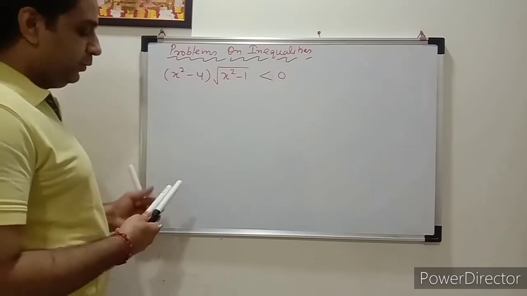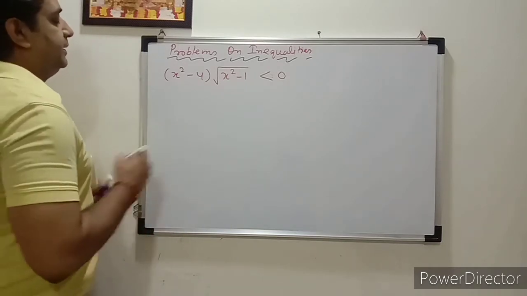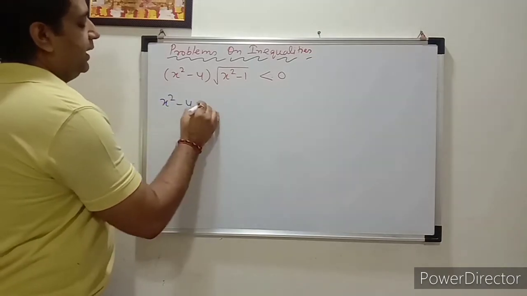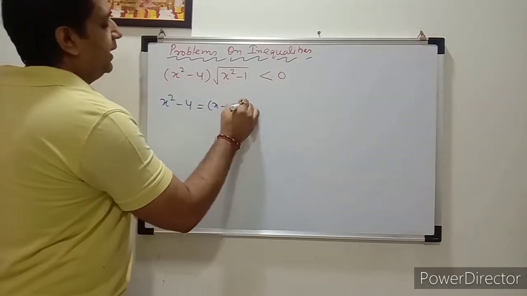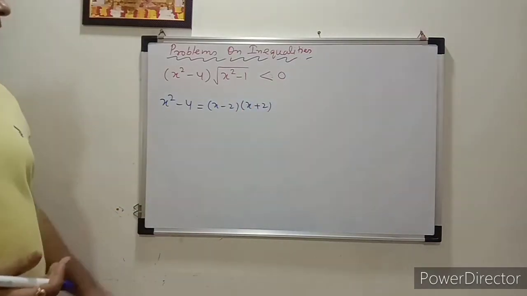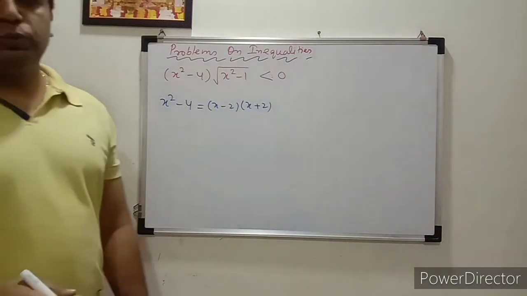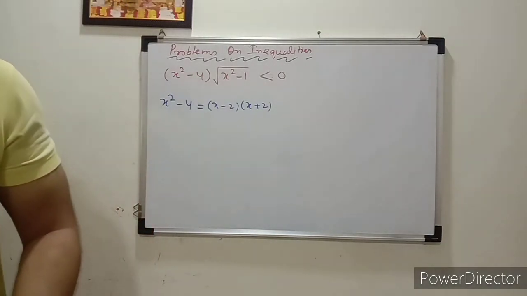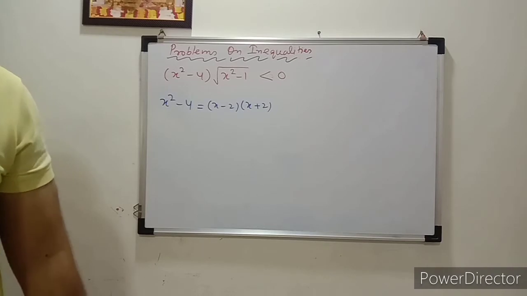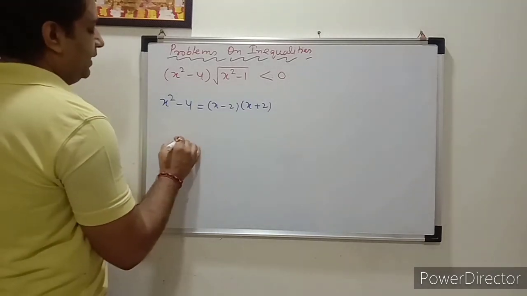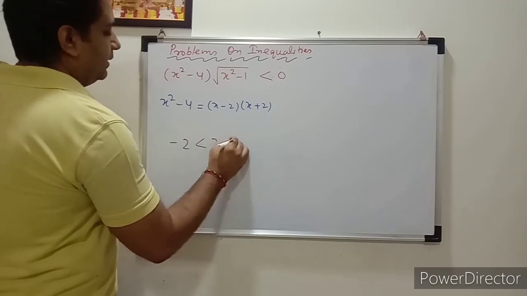x² − 4 you can write like that. x² − 4 can be written as (x − 2)(x + 2). So I hope everyone understood how you can take the value of this, if it is (x − 2) and (x + 2). So what is the value of x? x will be lying between −2 and 2. Is it okay? So from here we can write it directly.